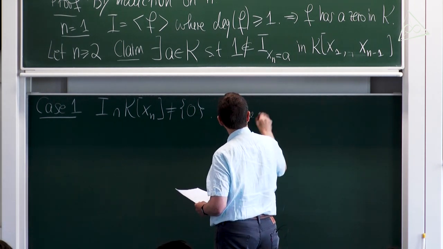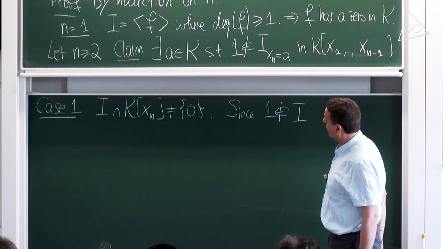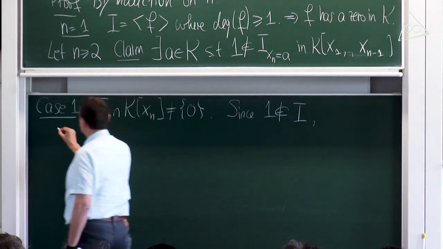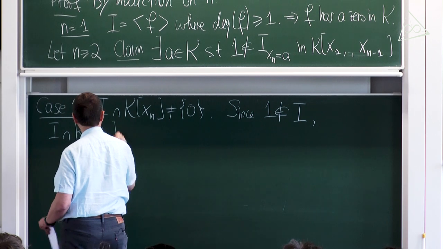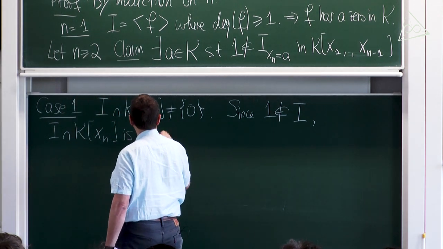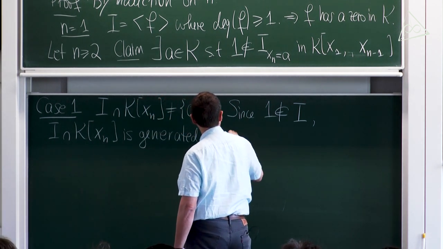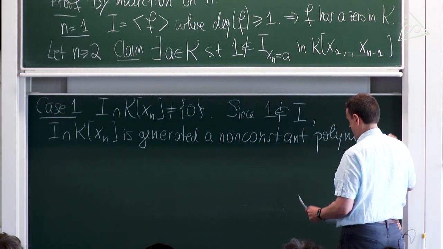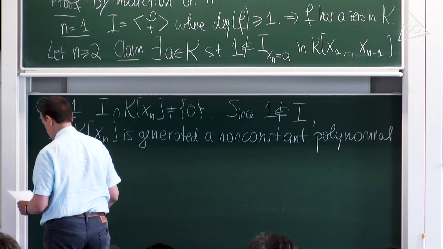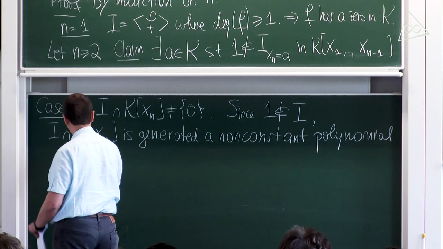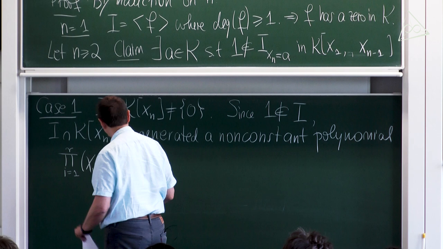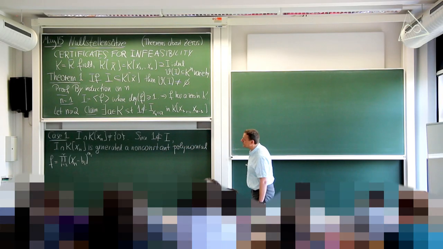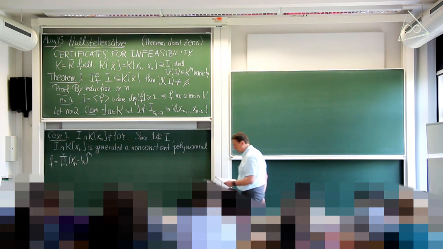Well, since 1 is not in I, this was our hypothesis, it's also not in there. So 1 is not in this ideal. Since 1 is not in the ideal, this is now an ideal in a polynomial ring in 1 variable. And this is generated by a non-constant polynomial. And this non-constant polynomial, I'm going to write in factored form. So we're over an algebraically closed field. So i from 1 up to r. So the roots are bi, where i is from 1 up to r. And then mi, let me call this polynomial f. So there's a non-constant polynomial written like this in factored form that generates our principal elimination ideal.